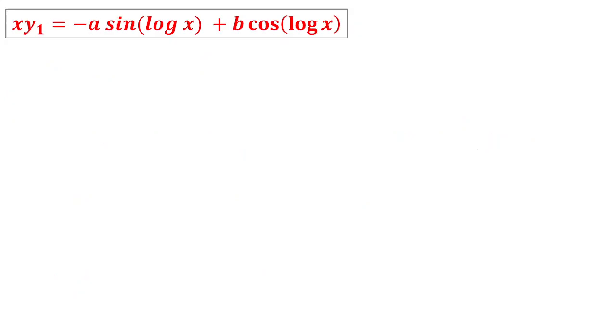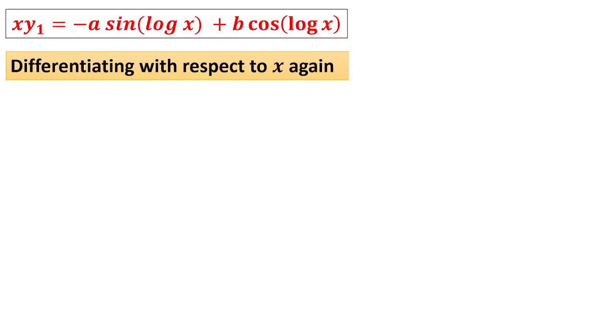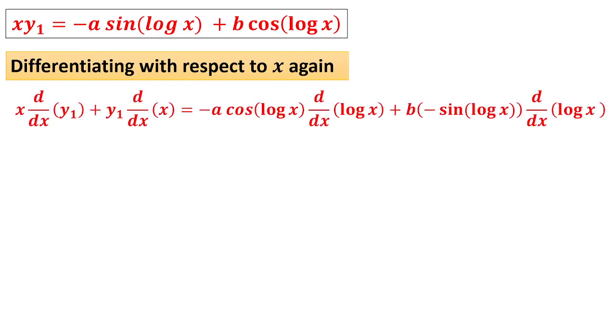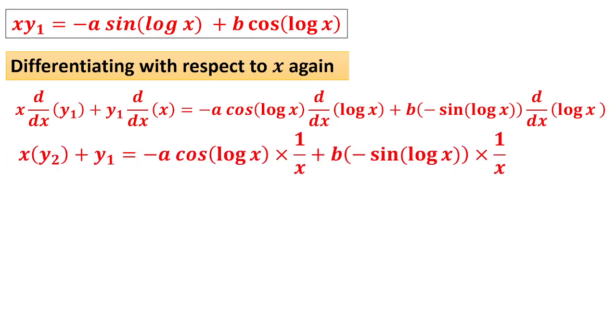Left hand side x into y1, again differentiate it: keep x, differentiate y1, keep y1 and differentiate x. Right hand side differentiation as usual, you have to use the chain rule. Minus a sin of log x, differentiation is cos log x into differentiation of log x. Differentiation of cos log x is minus sin log x into d by dx of log x. Please have more practice on this chain rule. Therefore left hand side is x y2 plus y1, and the right hand side differentiation has 1 by x, you have done it.